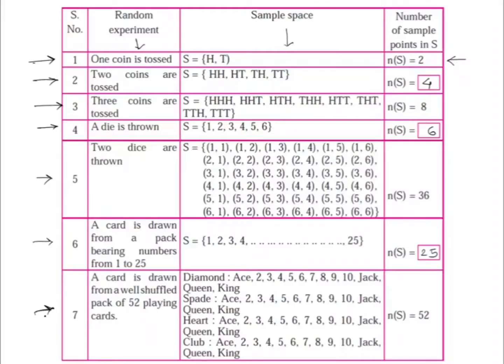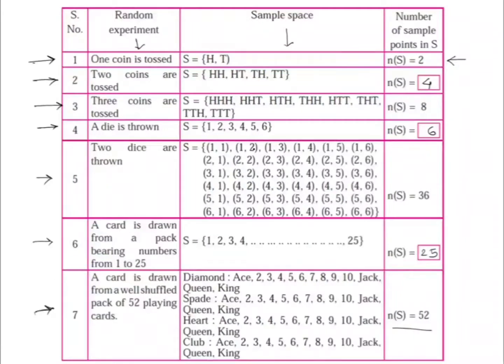And the last random experiment is a card is drawn from a well shuffled pack of 52 playing cards. So we know that in playing cards we have 4 types of cards: diamond, spade, heart and club. And in that pack we have 13 cards of each type. So if we have to pick any one card, we can get any one out of these 52 cards. So here in all total 52 outcomes are there. Therefore n of s is equal to 52.